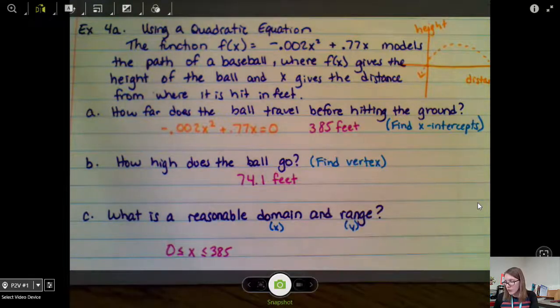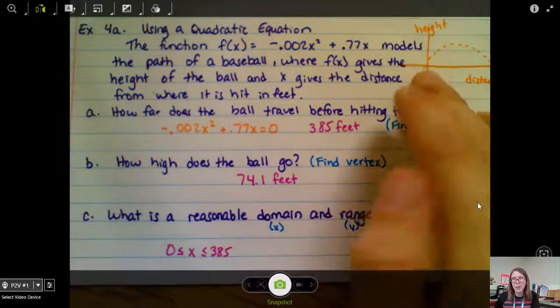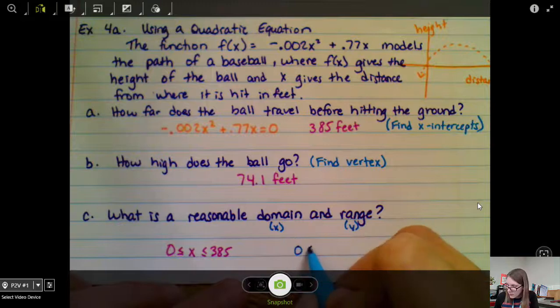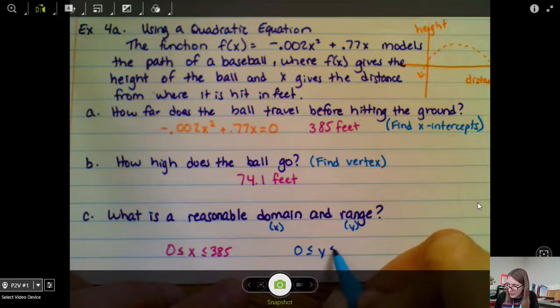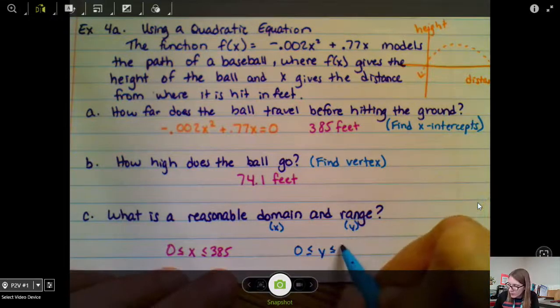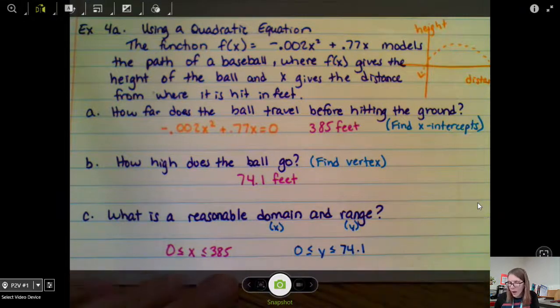As far as our range goes, well, we can't really have a negative height. Range is talking about y values. The highest the ball went was 74.1 feet. So y has to be between 0 and 74.1.